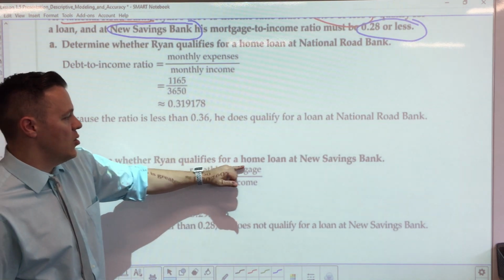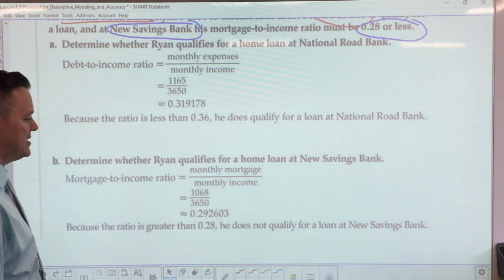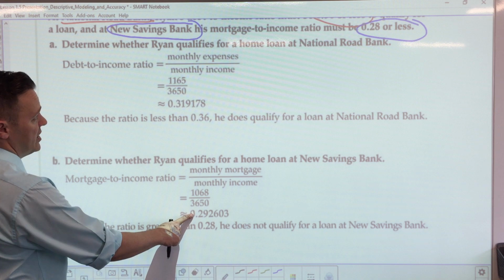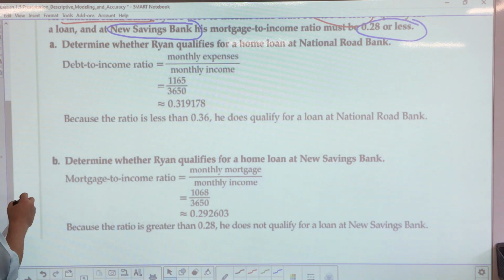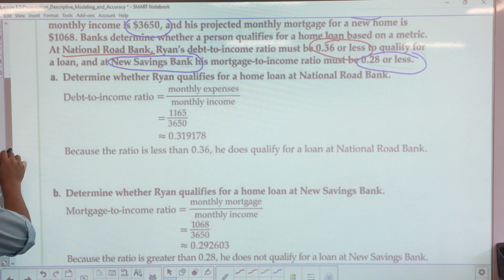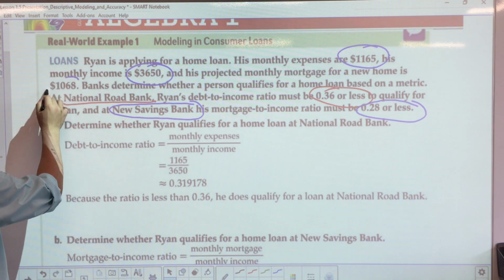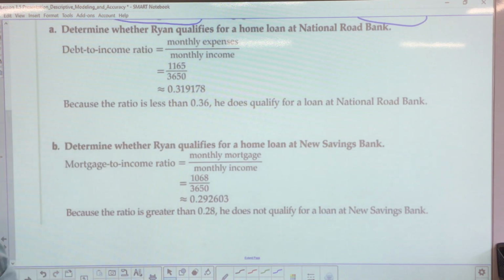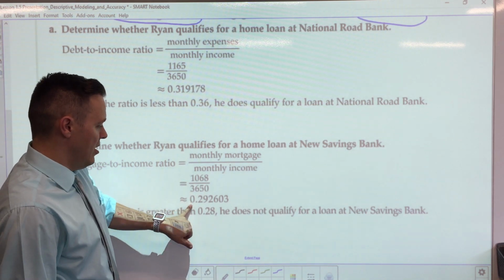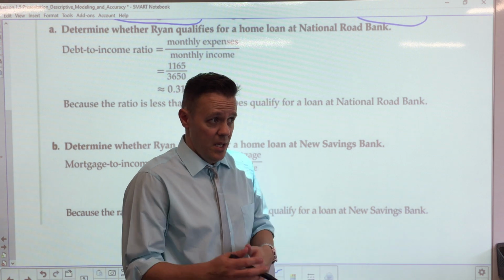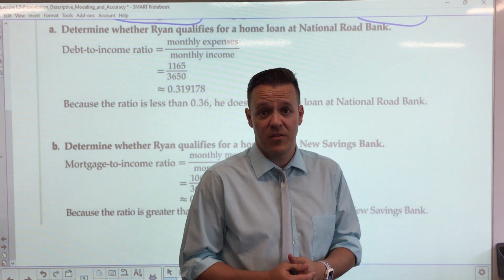Now, determine whether he qualifies for a home loan at New Savings Bank. Their ratio is a lot lower, 0.28. But when he does the qualifications here, the monthly mortgage is changing, because it's looking at his projected monthly mortgage. Their ratio is different to his income, so he does not qualify for a loan at New Savings Bank. Each bank and every institution has a different policy.